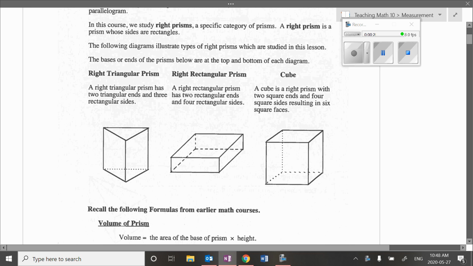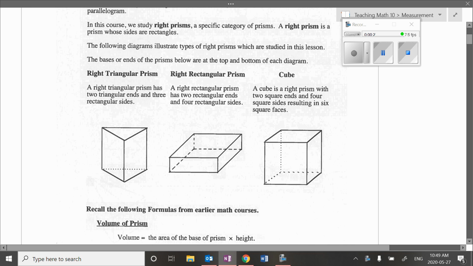So we have a right triangular prism, rectangular prism, and a cube. With the triangular prism, remember there's three types. So that would be the scalene, isosceles, and equilateral. There's also square prisms, where the end would be a perfect square, but then it's long going back. So there's two types of rectangular prisms, and then a cube has all the sides equal.